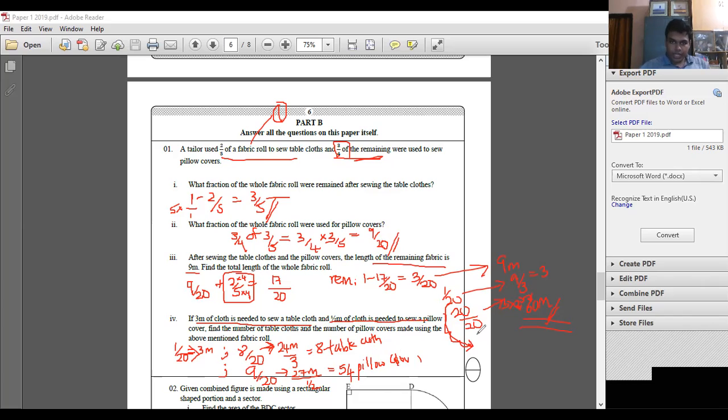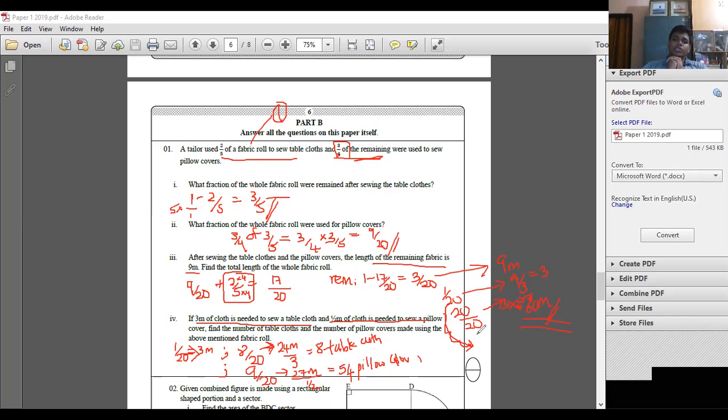So hope you guys got it. It's a bit trickier than last time, but if you have understood the question, it is very easy. It is not hard at all because we found the total length. What we did was in the third part of the whole question, we found the total length, and the total length is 60 meters. And they are saying 3 meters are needed to make one tablecloth and half a meter is needed to make one pillowcase.